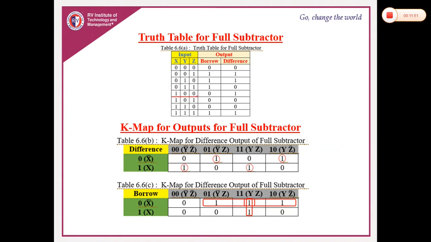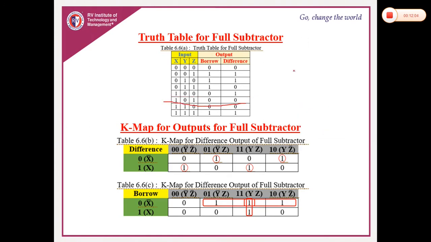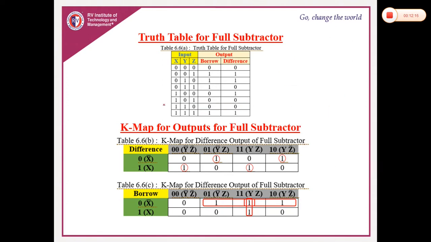So 1 0 0. 1 minus 0 is 1. Again minus 0 is again 1. There is no borrow, but the difference is 1. Next combination we'll see 1 0 1. So 1 minus 0 is again 1, and minus 1 because z is 1. So 1 minus 1 is 0, and we have not taken any borrow. So 0 0. Next, the last two cases, 1 1 0.